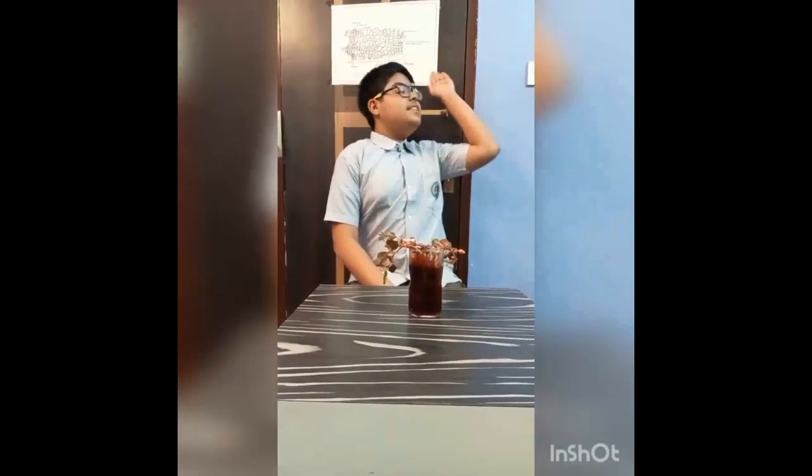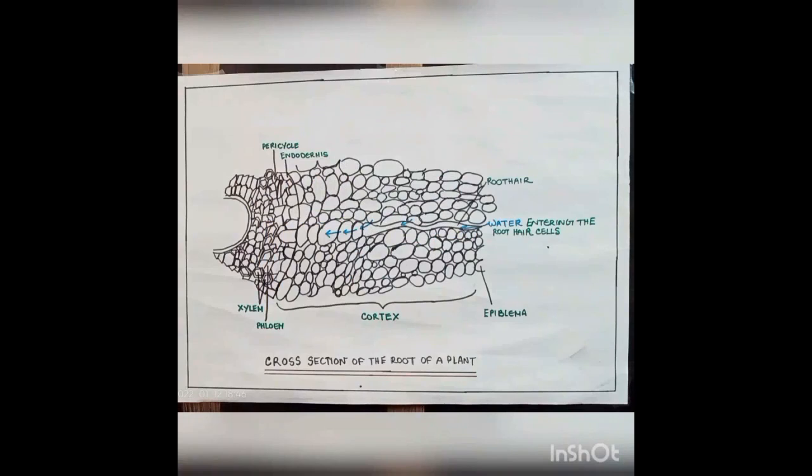Now I will explain ascent of sap with the help of this chart. The ascent of sap in plants occurs mainly through the xylem tissue. The root hair cells in plants absorb mineral salts by active transport. These minerals then reach the root cortex. The root hair cells even absorb water from the soil through the process of osmosis.